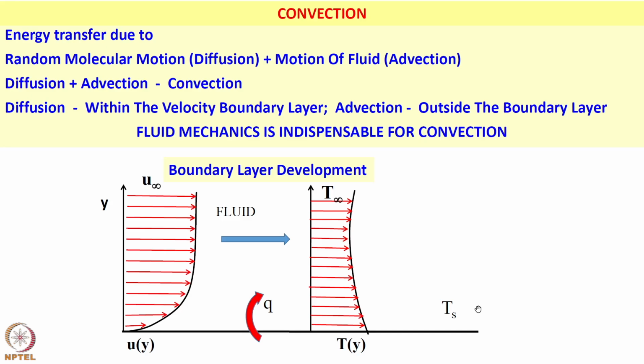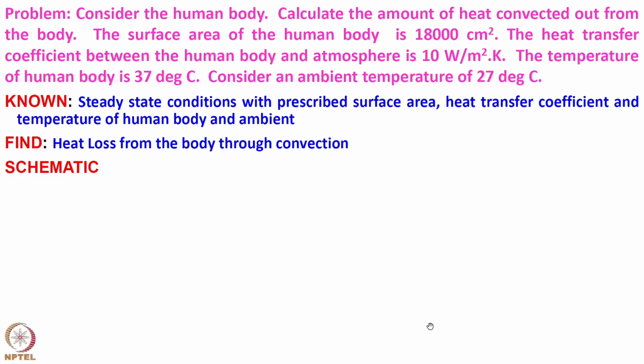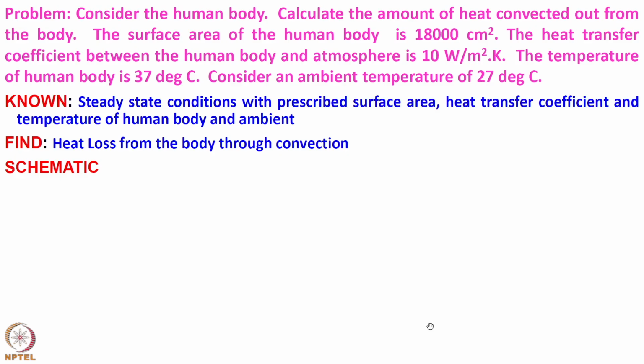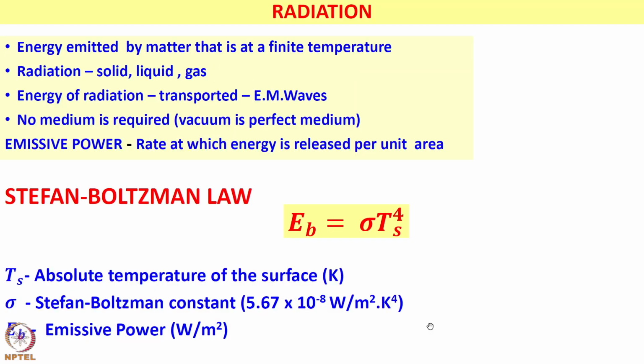Region close to the wall where the velocity is going to change. In heat transfer, region close to the wall where the temperature is going to change is called a thermal boundary layer. And consider a human body, which is like a cylinder. You are supposed to calculate the heat transfer. The surface area is given, the heat transfer coefficient is given, the body temperature and the ambient temperature are given. H is known, A is known, delta T is known. You have to calculate the heat transfer. So surface area, all the quantities are known. You can calculate it as 180 watts.